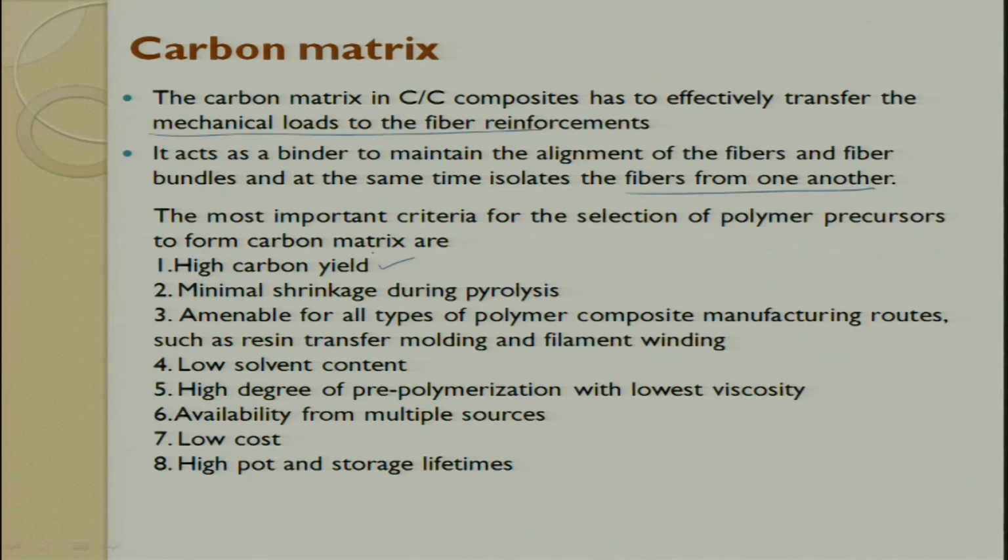It should give high carbon yield, it should have minimal shrinkage during the pyrolysis process, and it should be amenable to all types of polymer matrix composite routes such as resin transfer molding or filament winding. It should use low solvent content, it should have a high degree of pre-polymerization with low viscosity, it should have multiple sources, it should be low cost, and its pot life and storage lifetime should be very long. So, these are the conditions considered before choosing the polymer precursor.